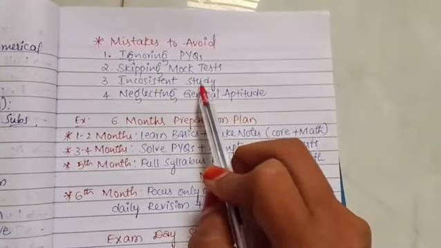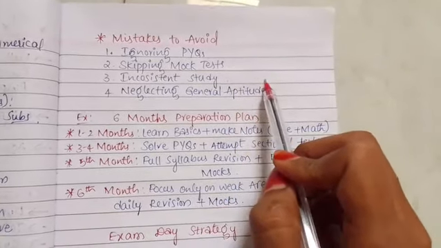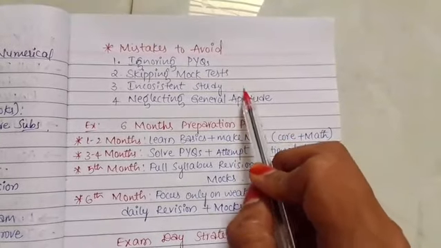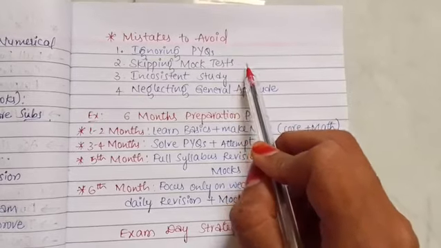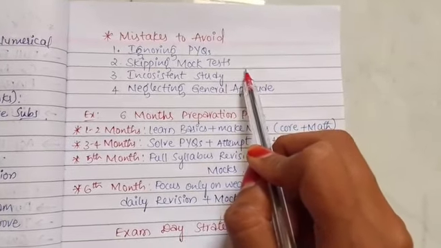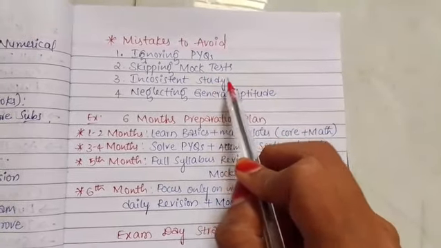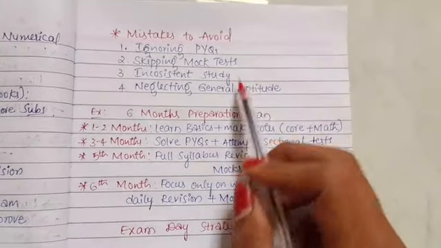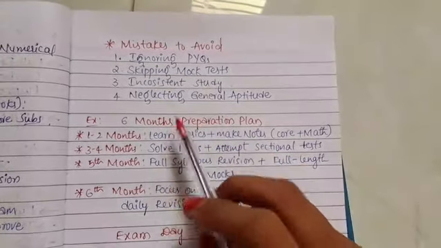And inconsistent study. You have to study consistently, you have to study daily. Make a timetable yourself to study after college, in the evening times like 7 to 9 p.m. Take a fixed timetable and study daily. That is very important to write any exam. That's why there should be no inconsistency.